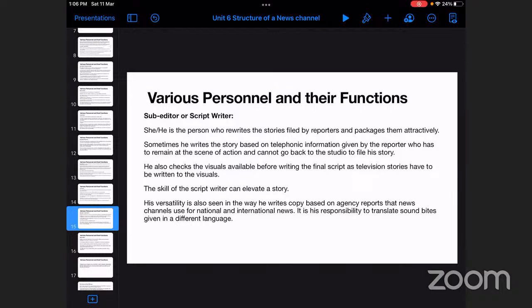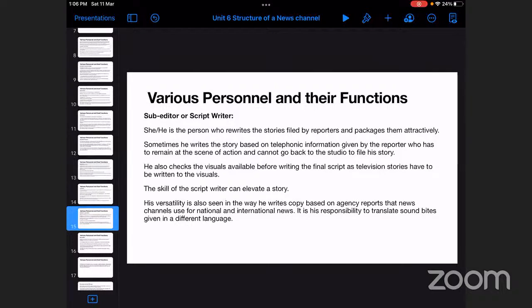So this copy editor or sub-editor looks into the details of the particular visual, and he may write the story from a different angle. That flexibility is there with the sub-editor. Sometimes what happens, the reporter may be at a far distance and may not be able to write the story and send it to the desk. So the copy editor will call the reporter, and based on the input given by the reporter, he will frame one story and file it.